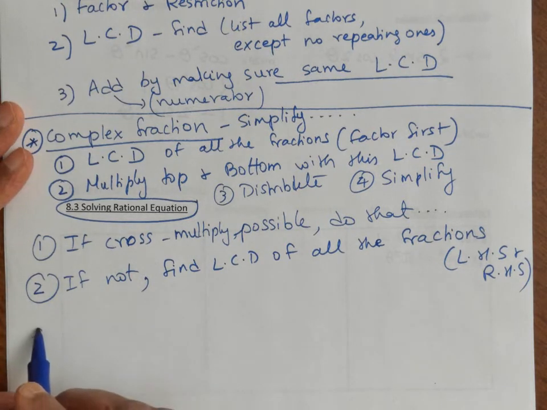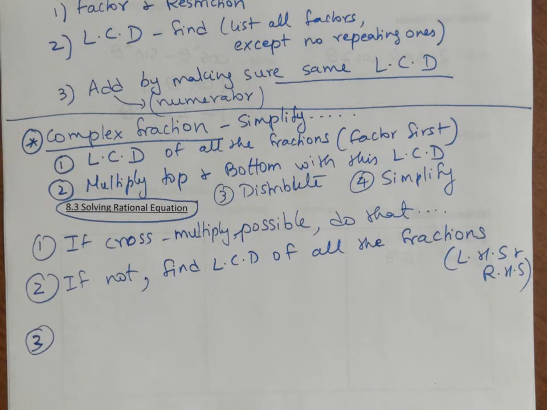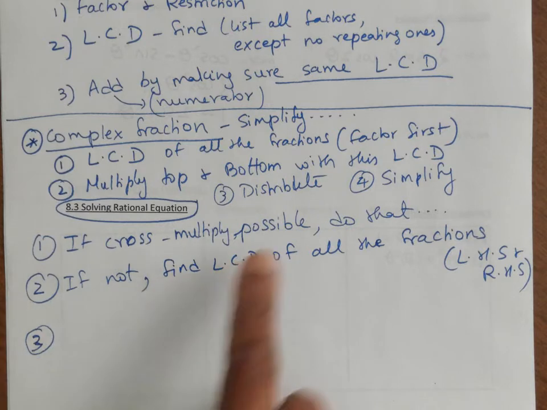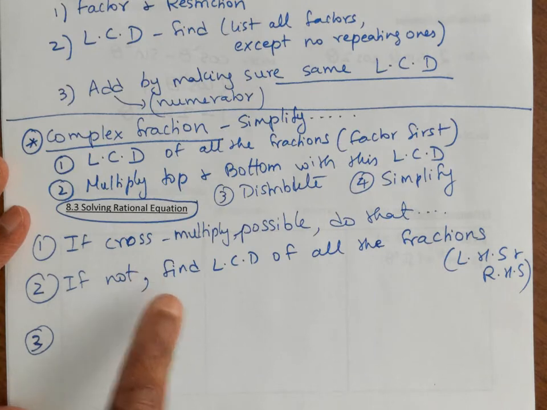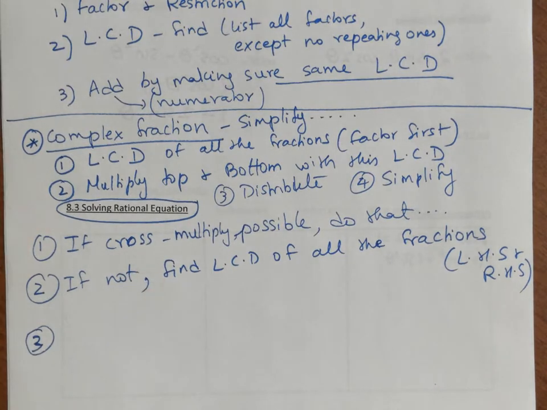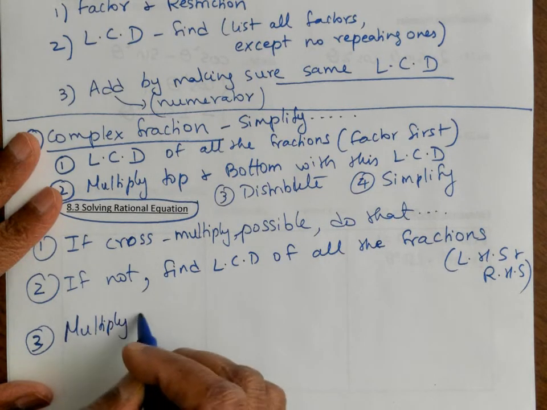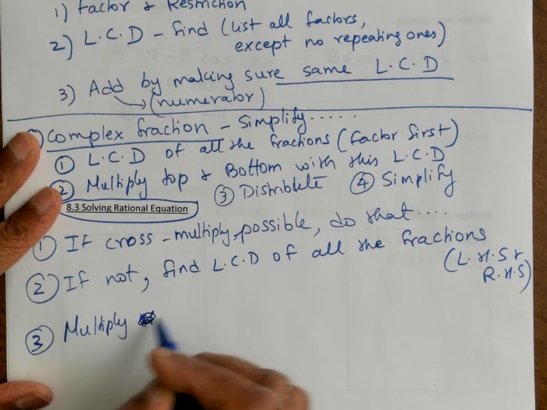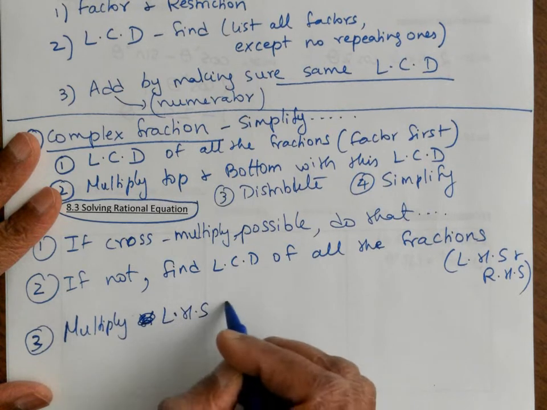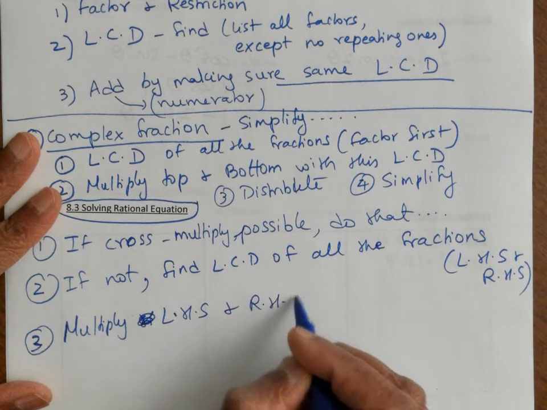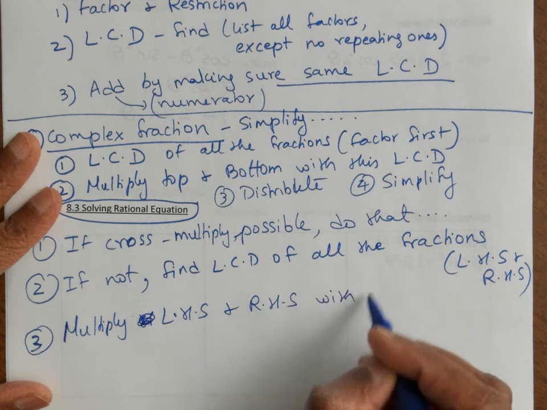Once you find the LCD, what do you do? Multiply. In a complex fraction you multiply top and bottom, but for a rational equation there's no top and bottom, there's a left hand side and right hand side. So multiply the left hand side and right hand side with this LCD.